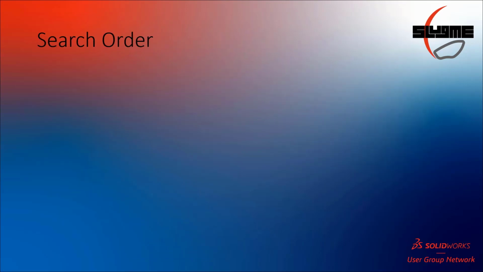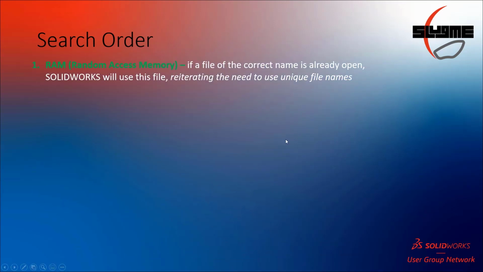Now let's take a look at the search order that SOLIDWORKS uses to open files. The first thing it does is it uses RAM. Whatever file you have open in RAM, if it's the correct file name and it's already open, SOLIDWORKS will use it. So if you have a file called bracket, even if it's the wrong bracket, SOLIDWORKS is going to try to use it because it matches the file name. This makes us reiterate all the time, best practice is to always use unique file names.